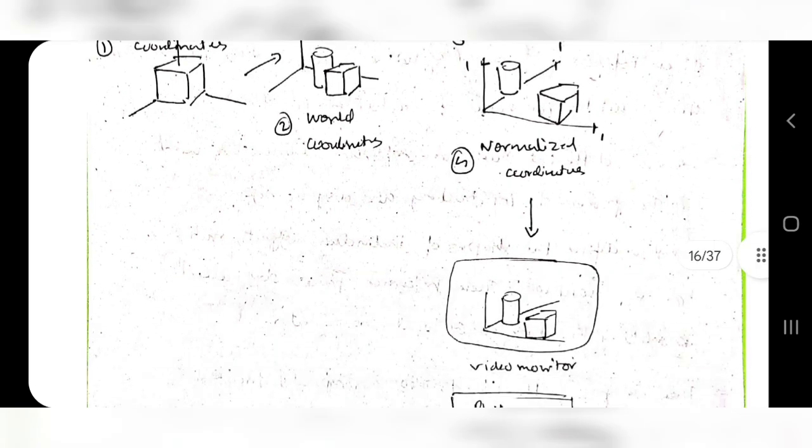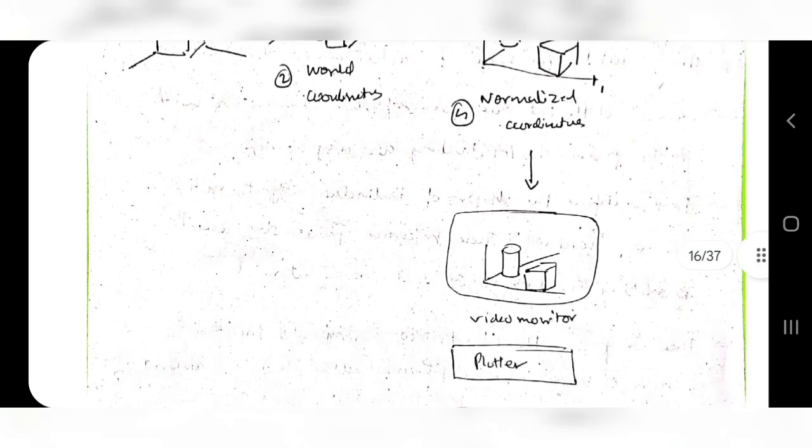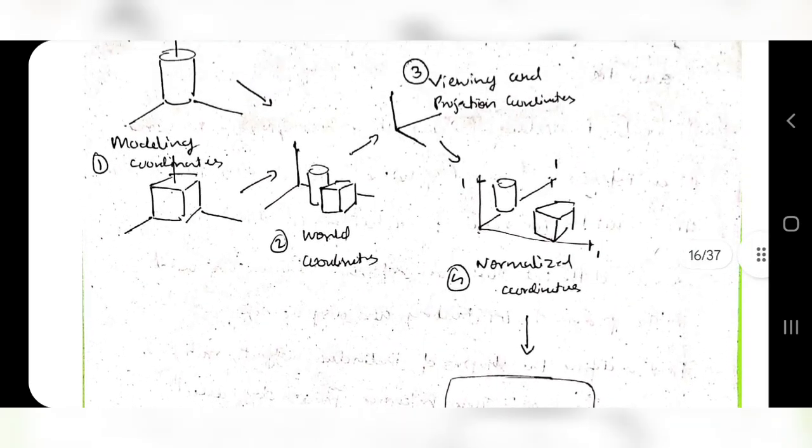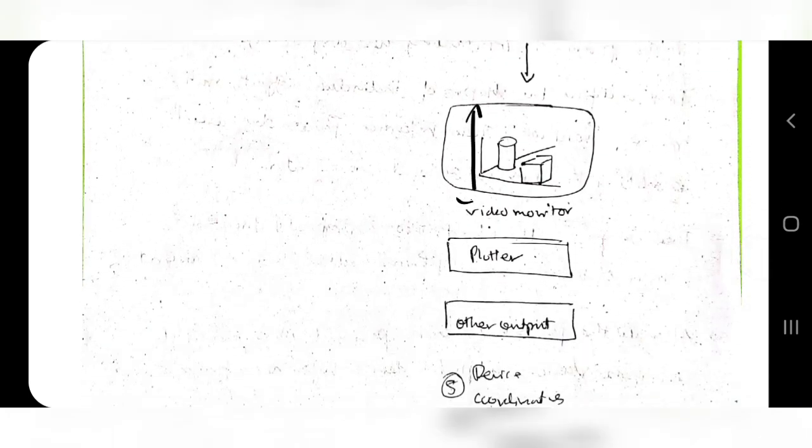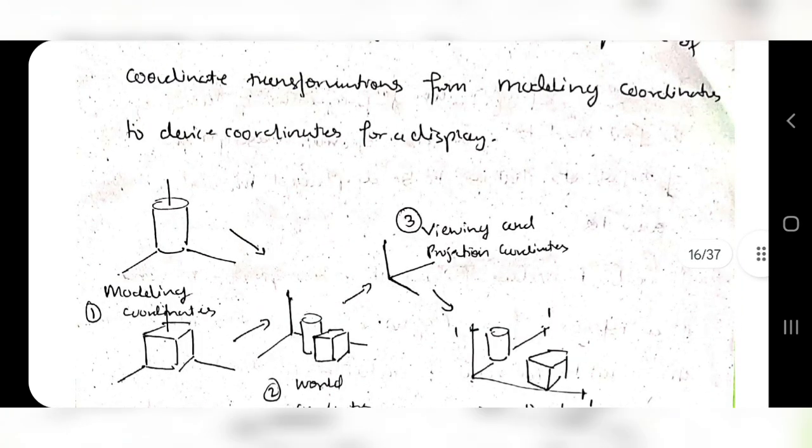And finally, we'll be converting that into the device coordinates, means converting the 3D coordinates. This is 3D, this also 3D, this also 3D, that should be converted to 2D, right? Like this is x axis, this is y axis, and wherever the color is to be displayed, that x-axis and y-axis value is displayed on the 2D screen. So that conversion is known as the transformation of coordinates.